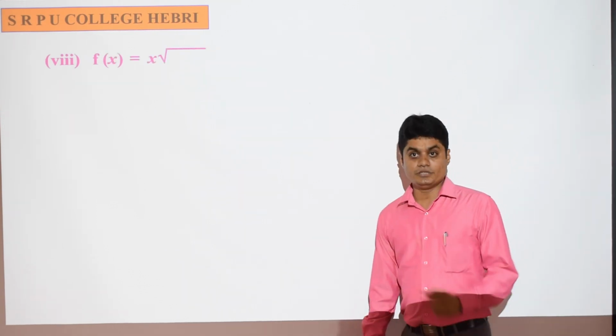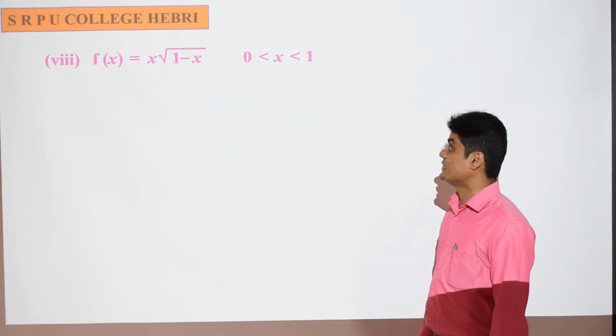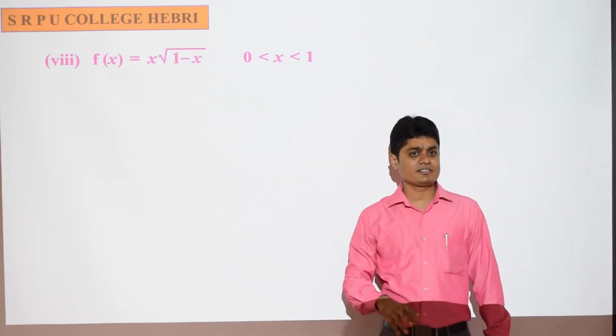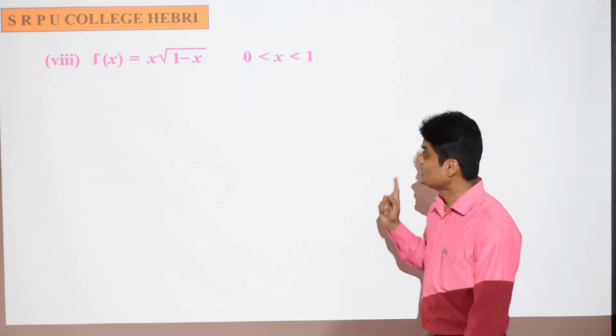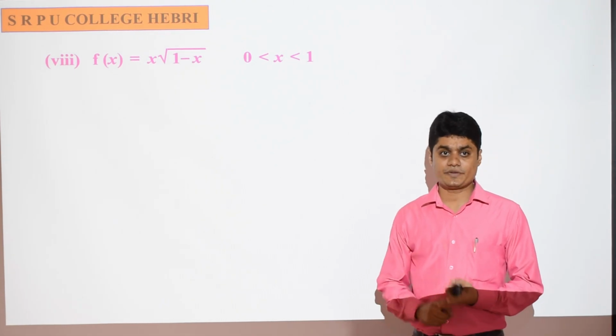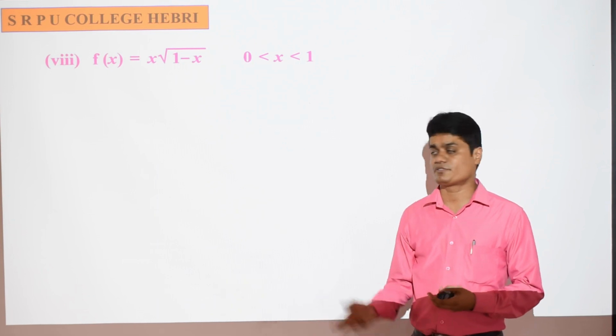So the next question, f of x is equal to x into root of 1 minus x, x is between 0 and 1. So again I will take this particular problem because of this domain. Whenever the domain restriction is there, you should be very careful. So I will take this particular problem, observe carefully. The work is to find f dash of x, the critical point, f double dash of x, and find the value of f double dash of x at the critical point.